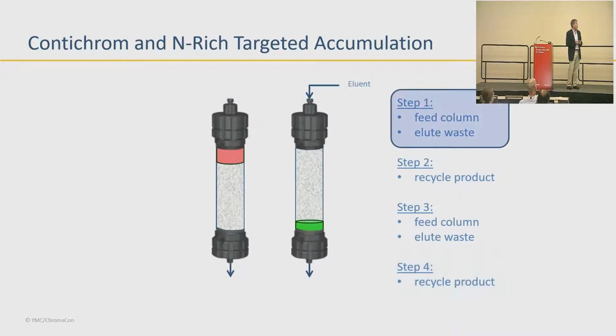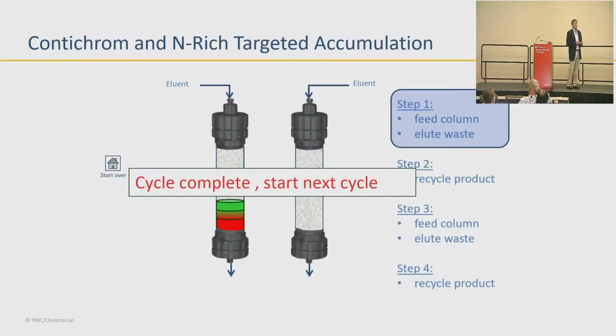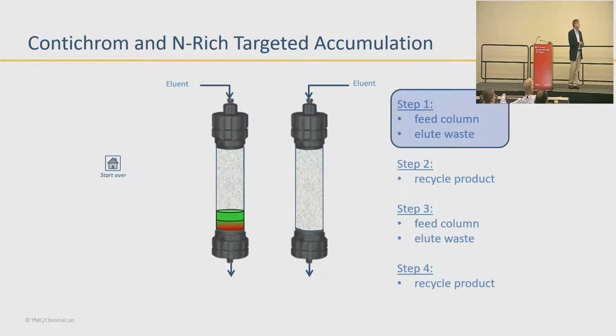We add more material to it. We get rid of the late eluters in the second column. We add more material to the first column, and it does basically the same thing again. And then it just goes back and forth between the two, isolating the region of the chromatography that you want and getting rid of the pieces that you don't want, and the entire cycle completes. Then you elute the enriched material that you want.